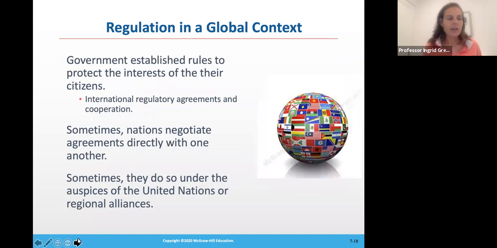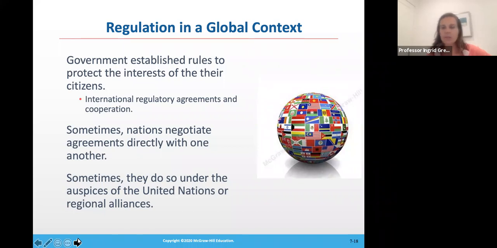And let's talk about, for our last slide here, regulation in a global context. This is where the government establishes rules to protect the interests of their citizens, international regulatory agreements and cooperation. And how I think about this is that a particular country doesn't want to accept products into their country that they think will injure their citizens or be potential unfair competition for their companies within that country. So the second and third bullet points here say that sometimes nations negotiate agreements directly with one another, and that sometimes they do so under the auspices of the United Nations or regional alliances.